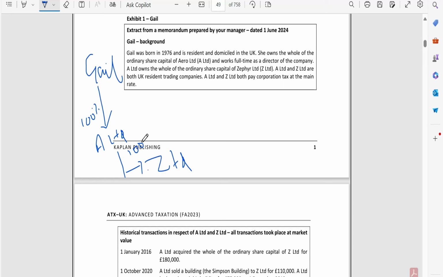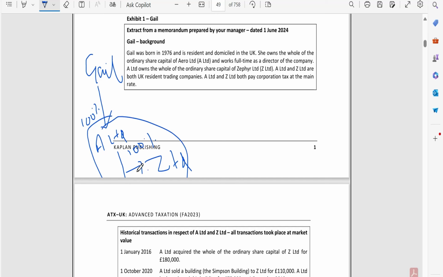So the hint your mind should get here is a 75% group and a 75% capital gains group, because Gale owns directly more than 75% of Aero Ltd, Aero Ltd owns directly more than 75% of Zed Ltd, and Gale owns indirectly more than 75%. In the case of a 75% group, there should be ownership of 75% directly as well as indirectly, and both conditions are satisfied here. In the case of a capital gains group, directly the ownership should be more than 75% and indirectly more than 50%, and both conditions are satisfied here. So both companies form a 75% capital gains group as well as a 75% group.